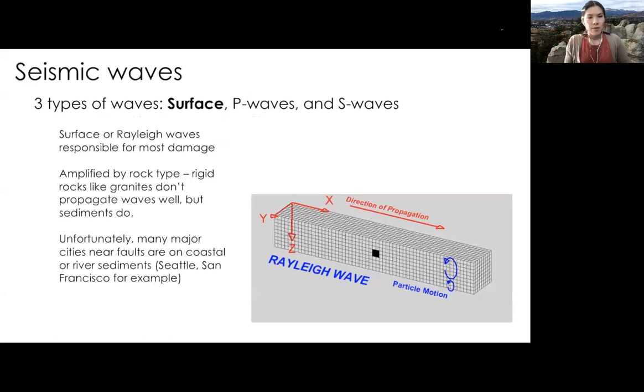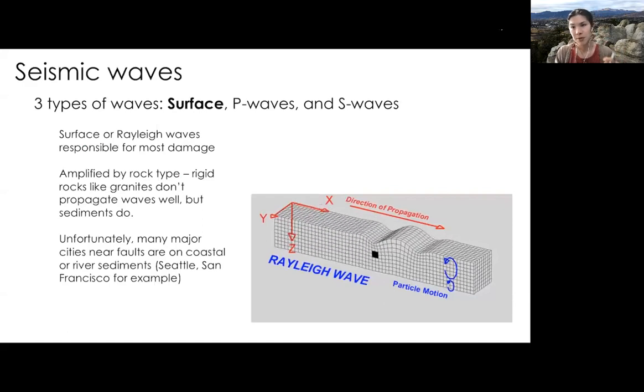So we'll start off with the surface waves. These are also called Rayleigh waves, and they're responsible for most of the damage that we see from earthquakes. In this GIF, you can see an example of how these travel. You can see why they're named surface waves. They are mostly traveling closer to the surface in a circular motion, and that motion decreases as we get further down in depth. This is similar to how ocean waves also travel.